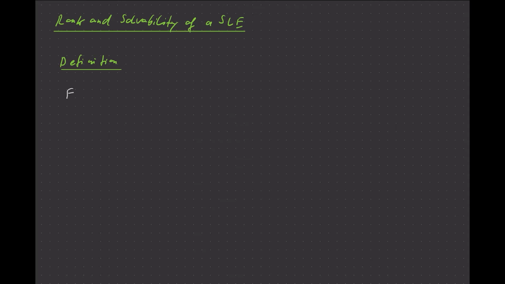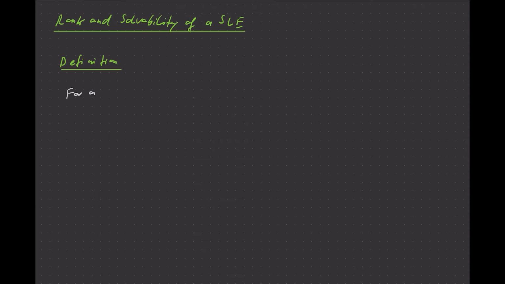So this section is called rank and solvability of a system of linear equations. And let's define that rank first. So, as I said already, what we need is a system of linear equations. And let's just define that in Tableau form.